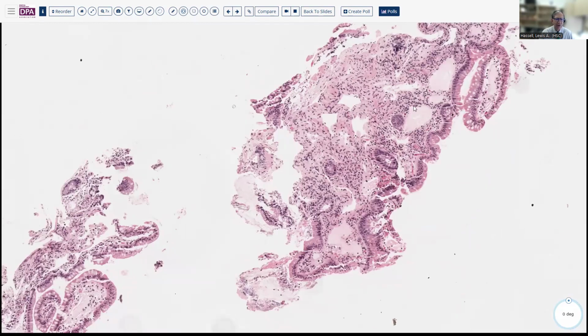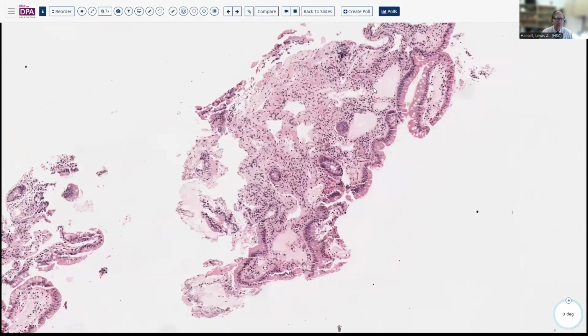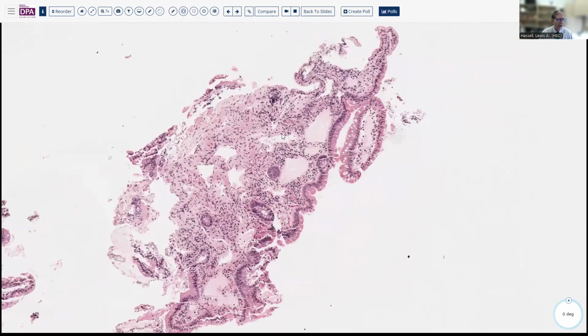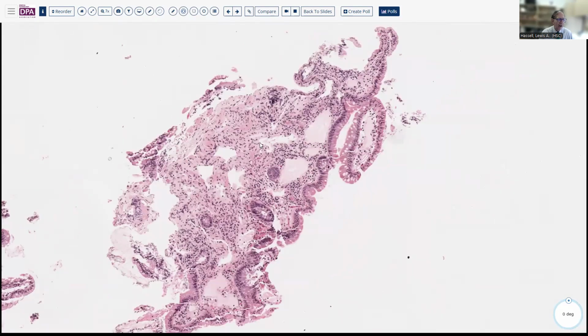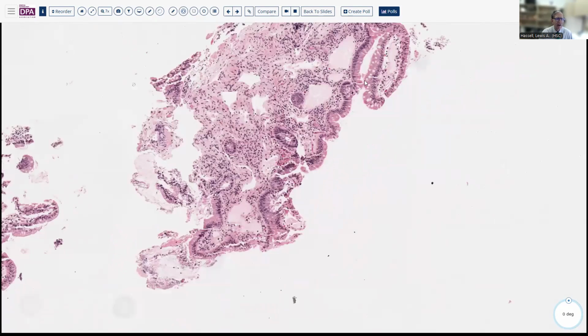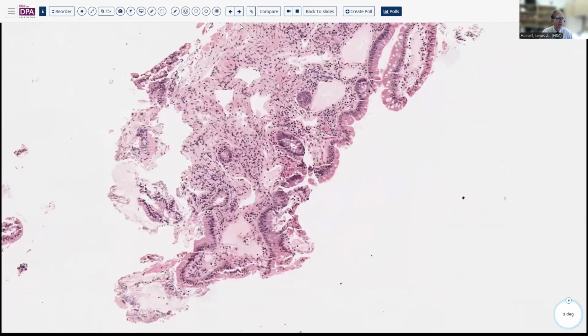But then as we come up here to this fragment here, we do see something that looks a little bit suspect here. So we see these dilated spaces here, suggesting that there is lymphatic either obstruction or potentially neoplasm or something of that sort that's causing this lymphangiectasia in the superficial villus portions of this biopsy.